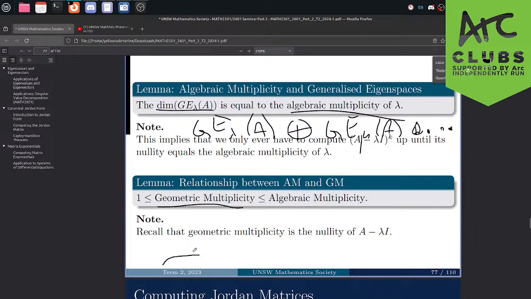We have the geometric multiplicity as the first jump in dimension, and we have some barrier, which could be the algebraic multiplicity. Either we hit the barrier immediately in the first jump, so gm equals am, or we have to make a bunch of jumps until we get to am.